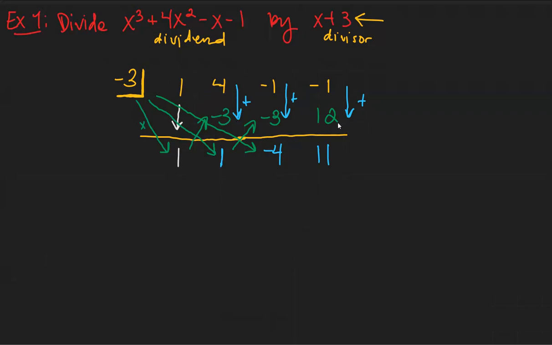Okay? All right, now here's the question of the hour. Oh, sorry, I forgot this arrow. Here's the question of the hour. What on earth did I just do? What is any of this that I'm looking at, right? Well, what we did in a faster way is we pretty much just did x plus 3 divided into x cubed plus 4x squared minus x minus 1.